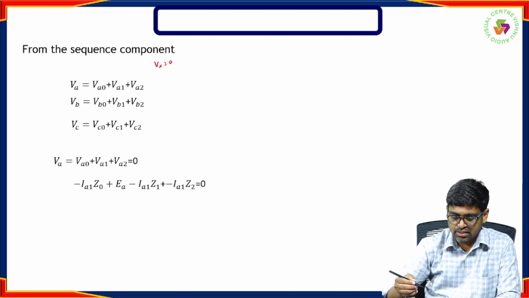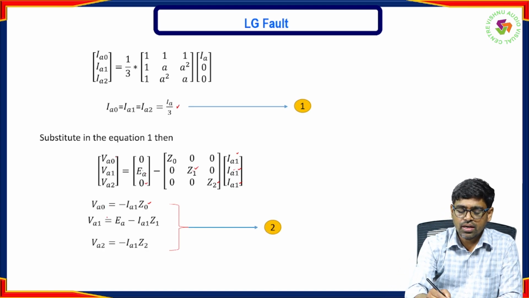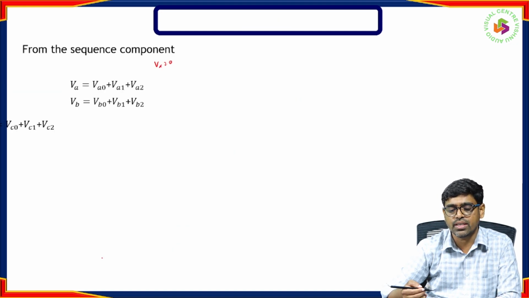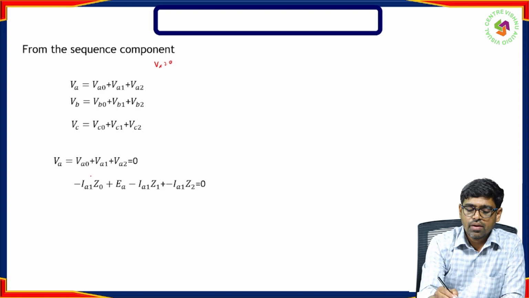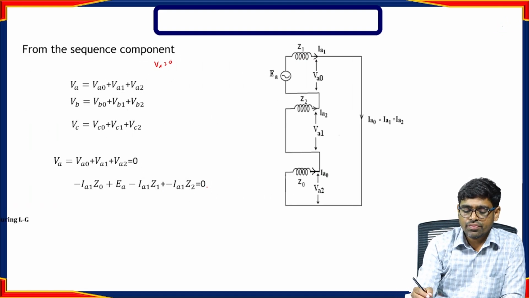Then we get this relation from equation 2: VA0 plus VA1 plus VA2 equals 0. You have to add all three sequence voltages. Then VA0 means minus IA1 into Z0, VA1 means Ea minus IA1 into Z1, and VA2 means minus IA1 into Z2, equal to 0.